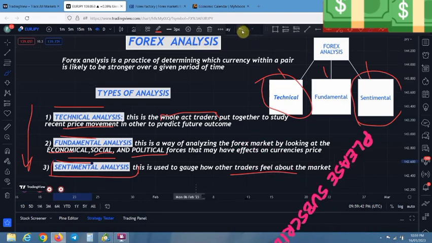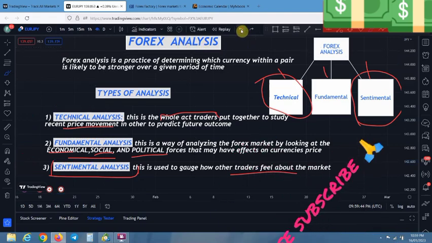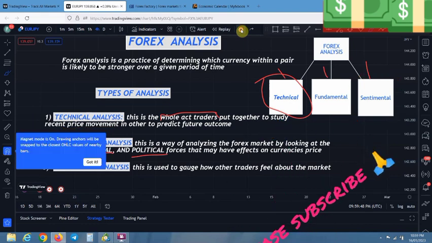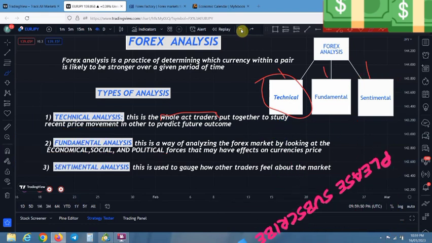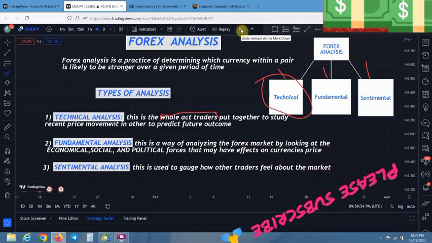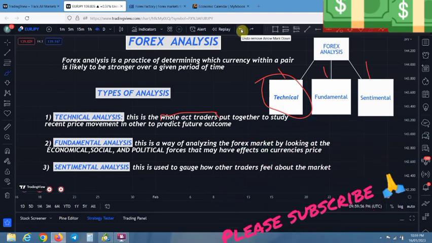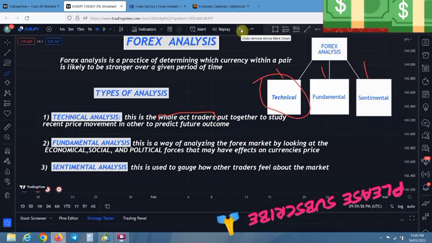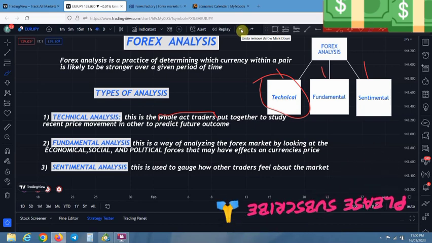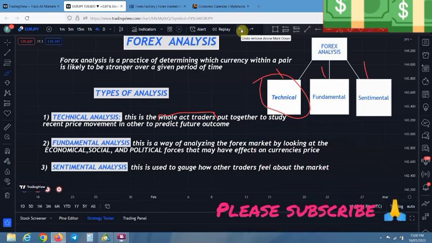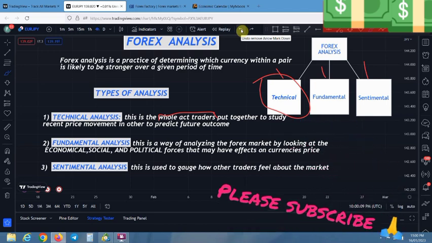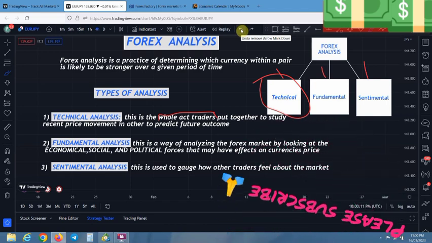That is why traders fail, because you're always looking for the best. Why not make use of what is available for you? If you have access to technical analysis, and you have access to fundamental and sentimental analysis all at the same time, why not use them so that you can increase your confluences and then increase your win rates? Because the more confluences you have, the higher win rates you tend to have.